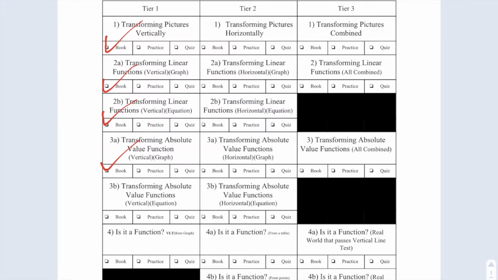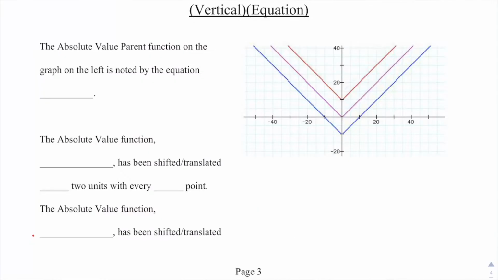Hello Algebra 1 students, we are in Unit 3, Tier 1, Lesson 3b, transforming absolute value functions with an equation vertically. So let's check off our booklet. This is Lesson 3b from Tier 1, absolute value functions, vertical equation.